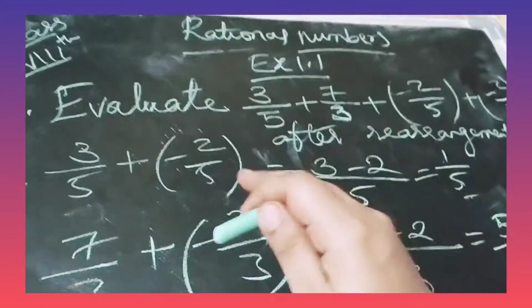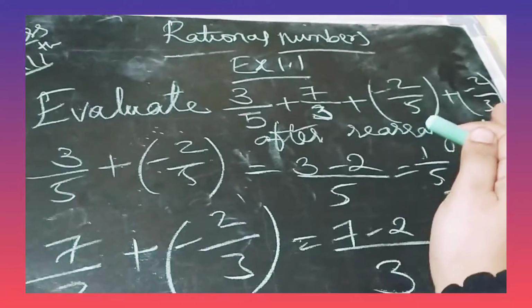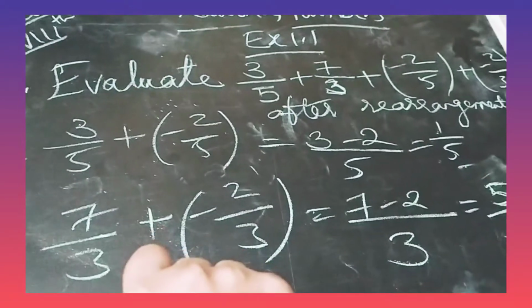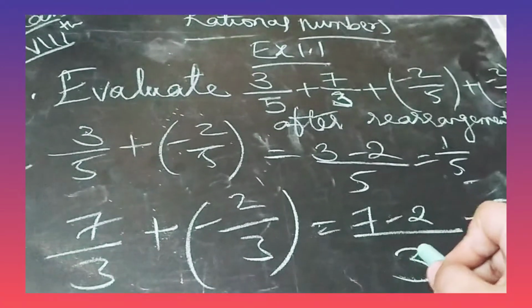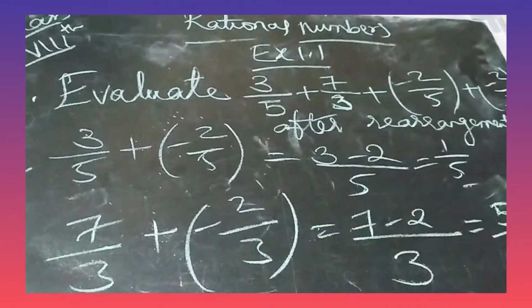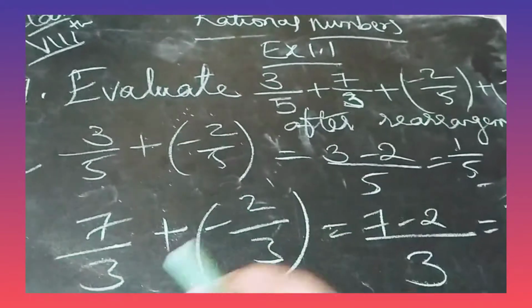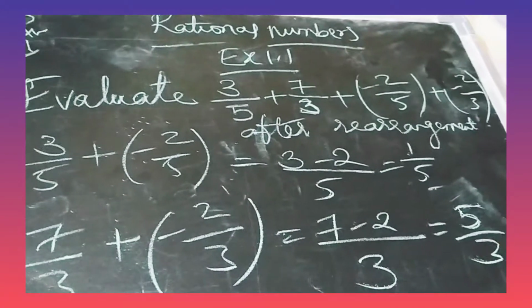Now again we'll take like fractions, 7 by 3 and plus of minus 2 by 3. 7 by 3 plus of minus 2 by 3 is equal to, if the denominator is the same, you have to write the denominator like this only. Now we'll remove the bracket again, plus into minus is minus. 7 minus 2, what is 7 minus 2? It is 5. 5 by 3.